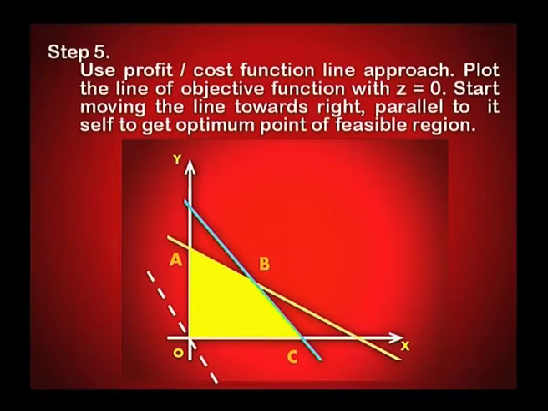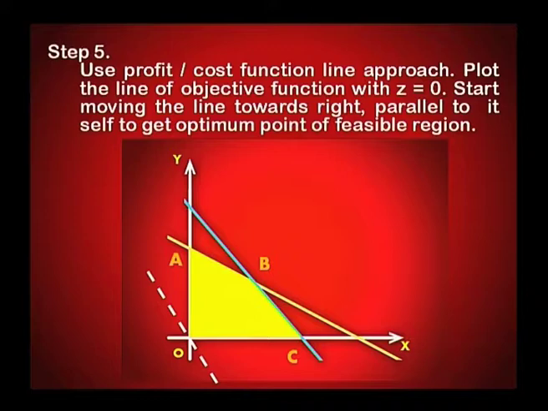Step 5, use the profit or cost function line approach. Here we plot the line of the objective function with z equal to 0. Start moving the line towards the right, parallel to itself, to get the optimum point of the feasible region. Here in the picture, the dotted line represents the objective function with z equal to 0. If we move this line towards B, we find the extremum value at the corner of the feasible region, which is the yellow shaded region.